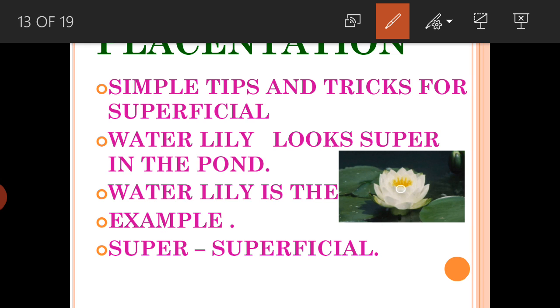So the trick here to remember: you can see in a pond the water lily looks superb. Water lily looks superb in the pond. So water lily is an example, and "super" is for superficial.